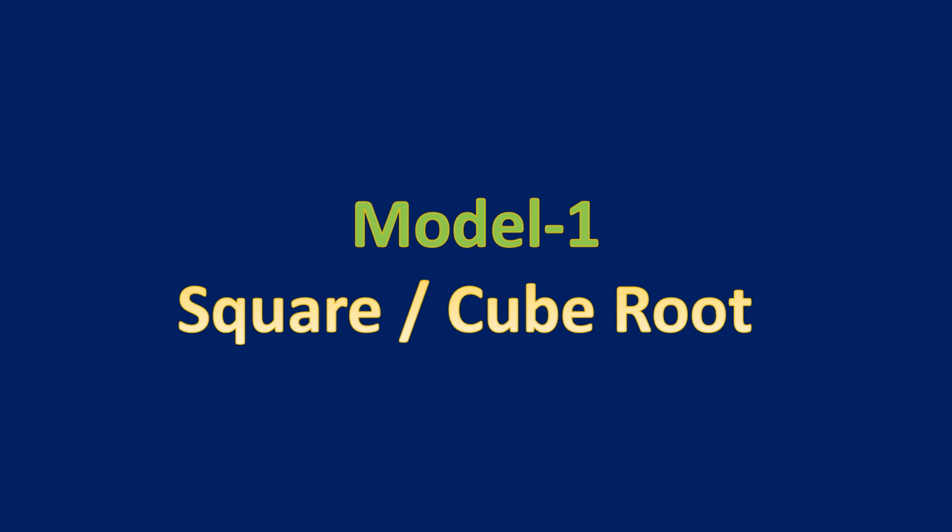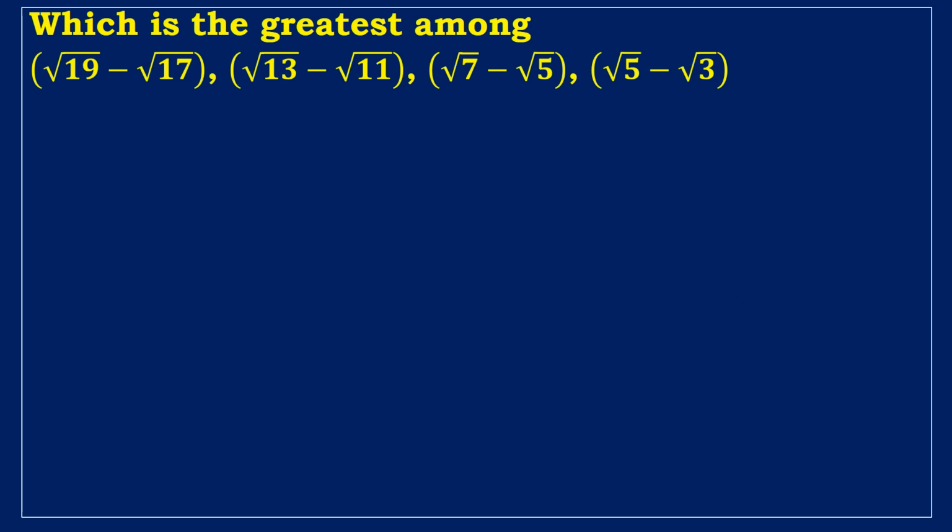The first model of simplification calculation is square root and cube root. Let's look at some examples to understand simplification in terms of square root and cube root concepts. Which is the greatest value among the numbers? The square root of 19 minus the square root of 17. The square root of 13 minus the square root of 11. The square root of 7 minus the square root of 5. The square root of 5 minus the square root of 3.